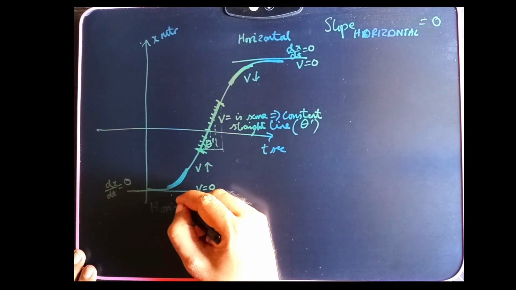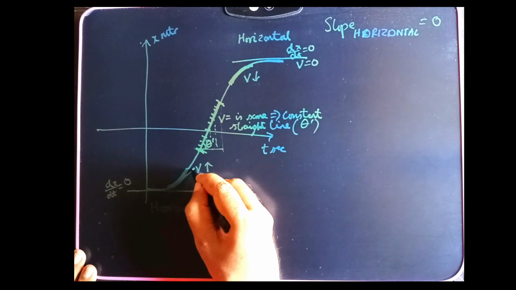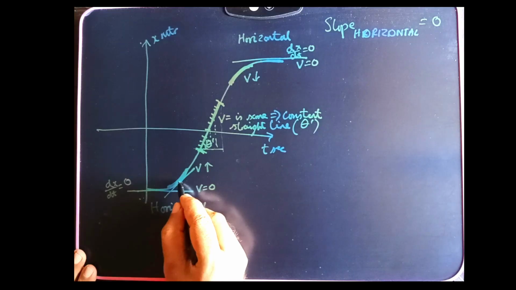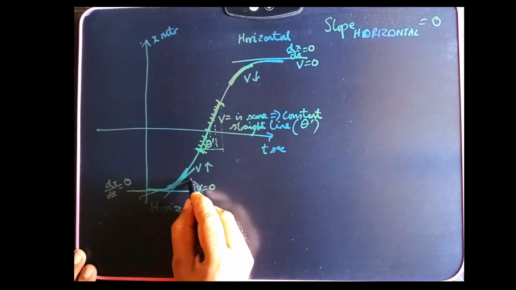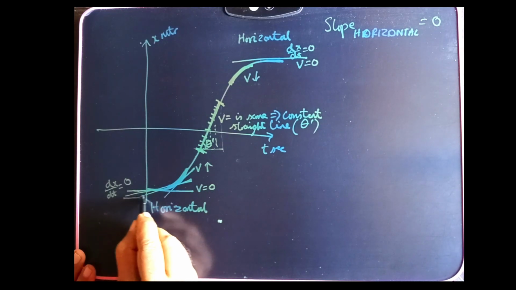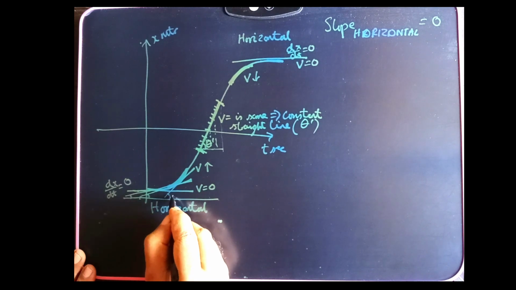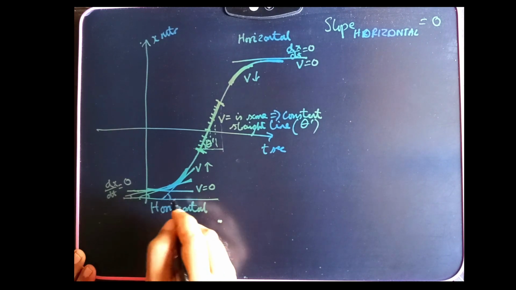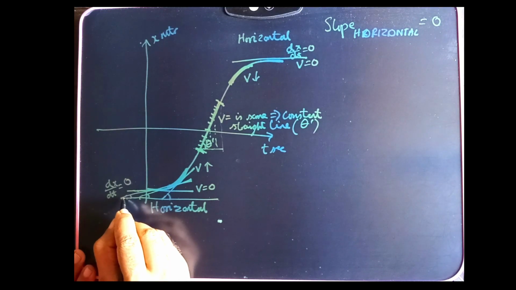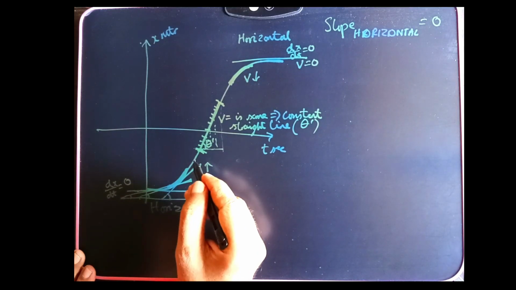If you draw a tangent here, then a tangent here, and if you draw a tangent here, we can see that the angle is actually increasing. This angle here is more than the angle before. That means velocity is increasing. That means the slope of the graph is increasing.